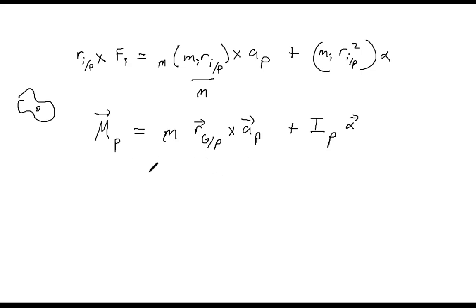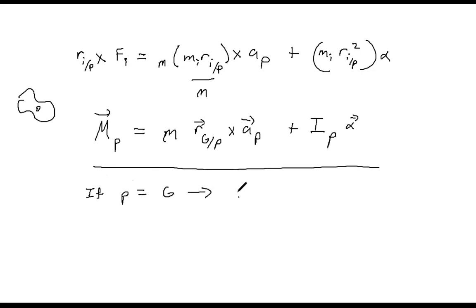All right. Last time, so there are some special cases. If P equals G, then I know that the sum of the moments around the center of mass just equals I about the center of mass times alpha. Okay, that's easy.